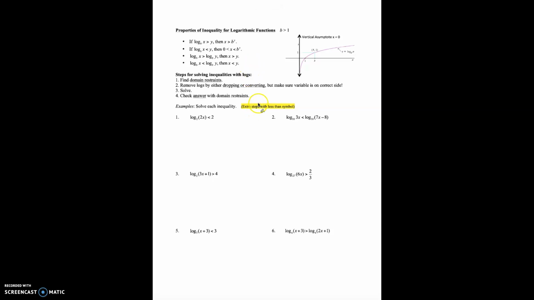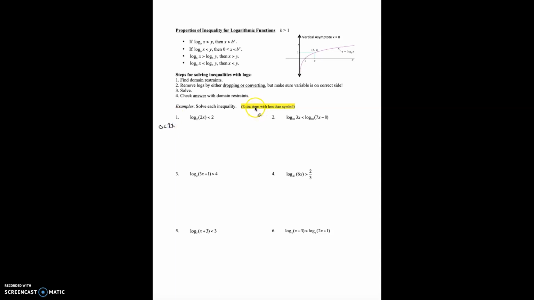So now we're going to look at solving log inequalities. And the first thing we're going to do is always think about, hey, what are our domain restraints? So if I look here, I have 2x. So I know that that 2x has to be actually greater than 0. So I'm just going to write that off to the side here. I know that 0 has to be less than 2x.